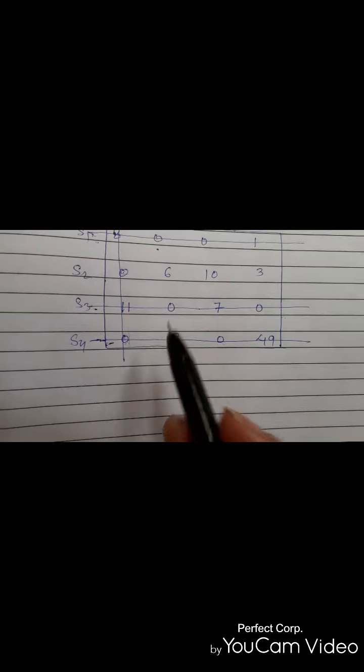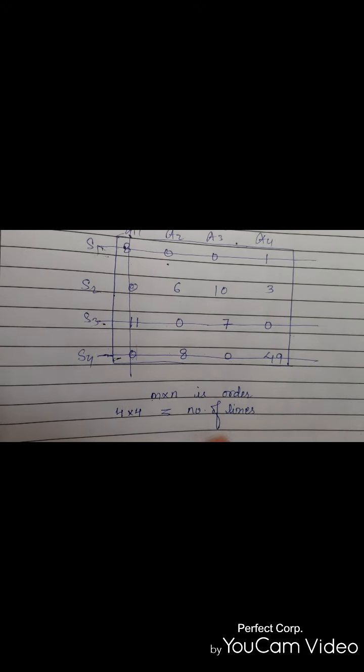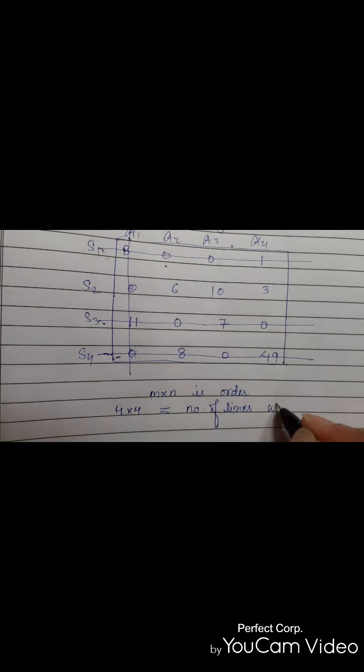Before moving on to the fifth step, that is finding the optimal solution, we just need to check whether the number of lines which we have drawn to cover all the zeros is equal to the order of the matrix or not. Now what is the order of the matrix? The order of this matrix is m into n, where m is 4 and n is also 4, and that must be equal to the number of lines which we have drawn.